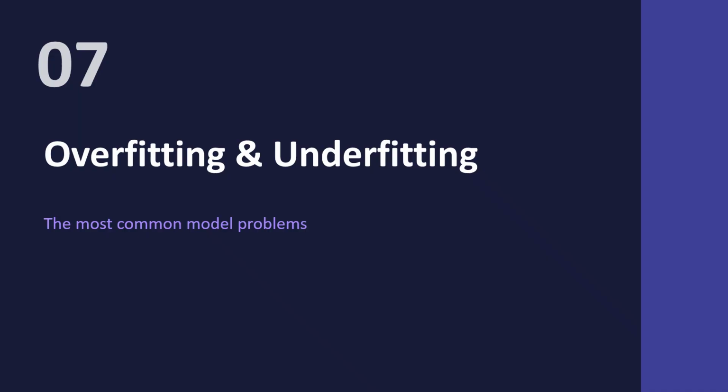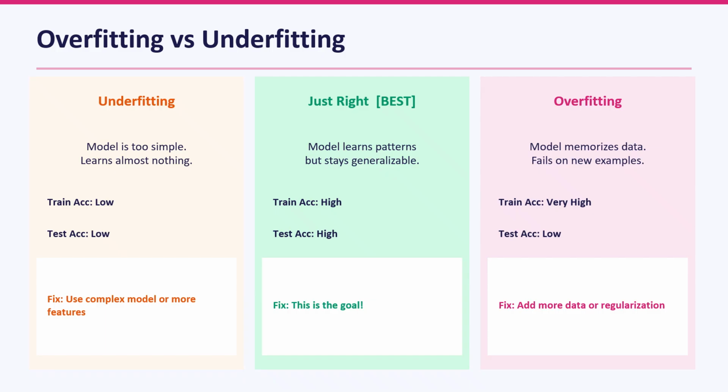This next concept is one of the most important in all of ML. Section 7, Overfitting and Underfitting. Now imagine you're studying for an exam. Scenario 1, you barely study, you only learn the very basics. On the exam, you score poorly on training and on the test. That's underfitting. Your model is too simple to capture the real patterns.